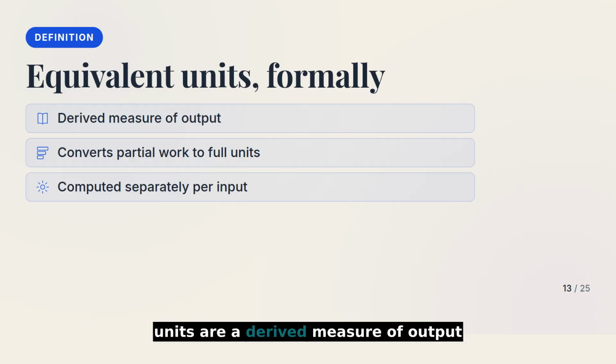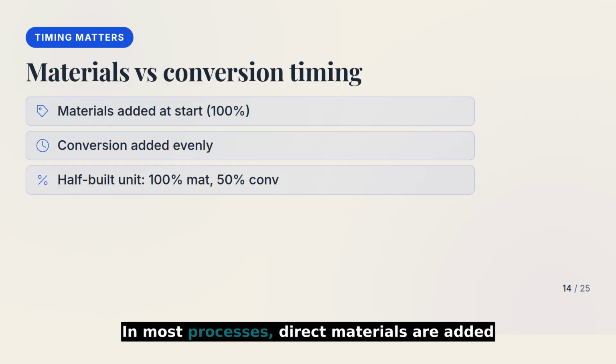Equivalent units are a derived measure of output that converts the work done on partial units into the equivalent number of fully completed units. You calculate them separately for each input because direct materials and conversion costs usually flow into the process at different times. In most processes, direct materials are added at the very start.